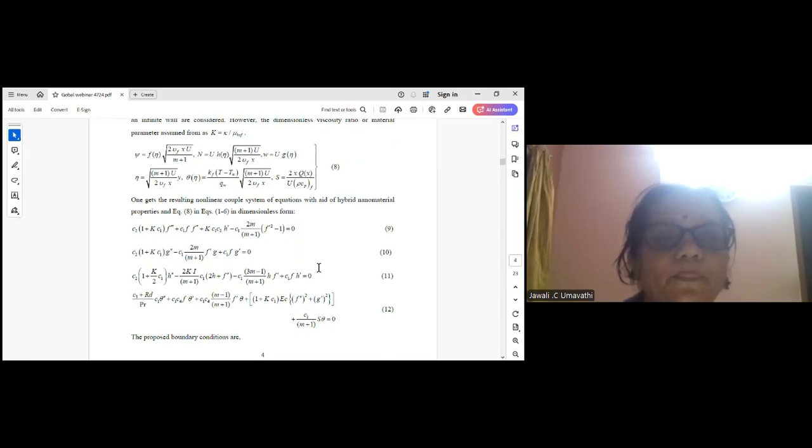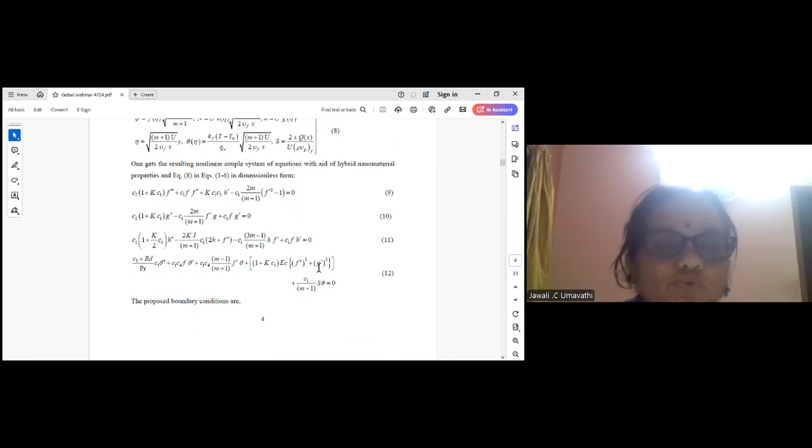So these are the similarity transformations that I have used. It reduces to one dimensional, and again coupling, because I cannot escape from coupling because it's a micropolar. So you have rotations, you have angular momentum. So these are the equations.